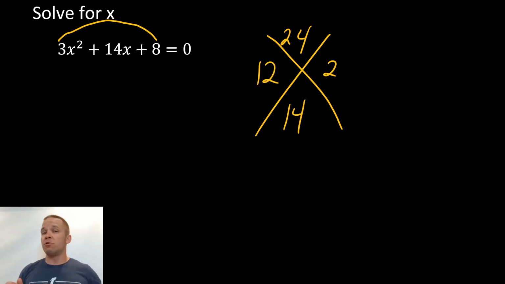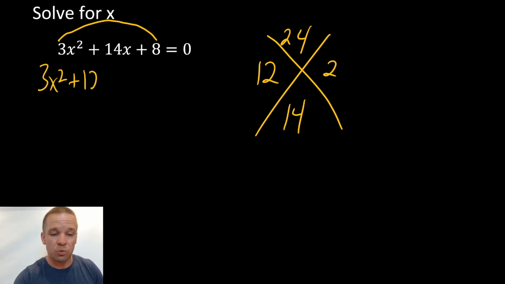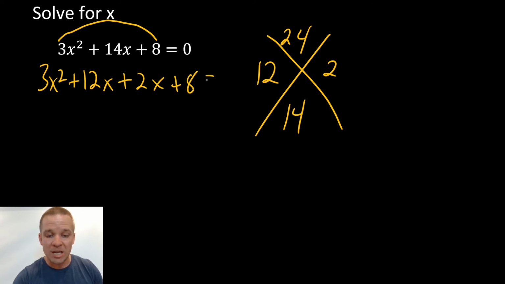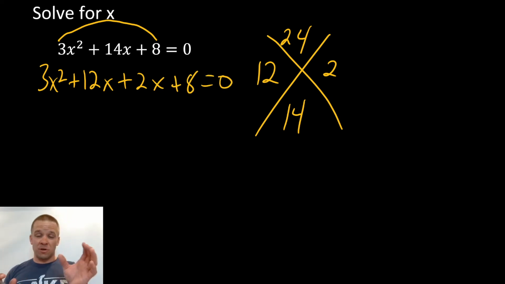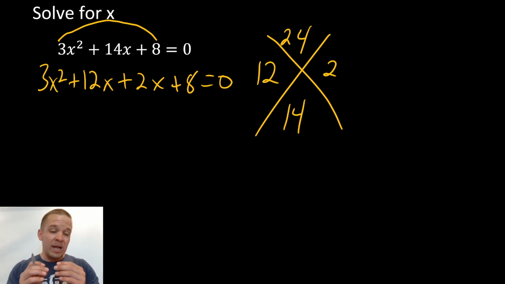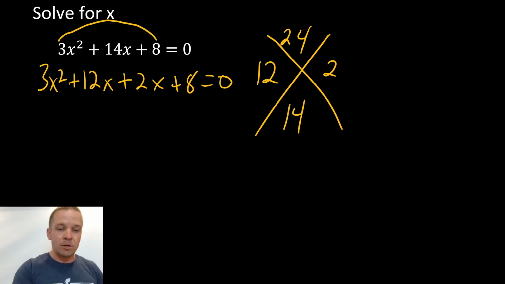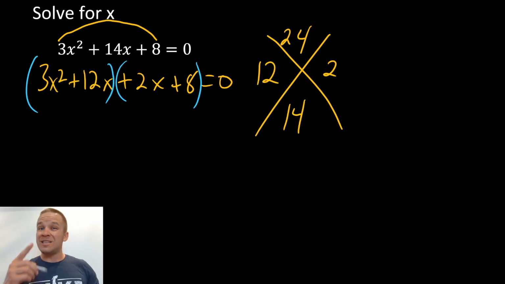Now, we can't just go into our factors of x plus 12 and x plus 2 because then I won't get my original problem. What I need to do is set this up with factor by grouping now. So I'm going to have 3x squared plus 12x plus 2x plus 8 equals 0. Notice how the first term, the 3x squared, and the last term, the 8, are the exact same. The 14x has been broken apart into that 12x and that 2x. Now I can group the first two and group the last two, and I'm going to pull out a GCF from each.